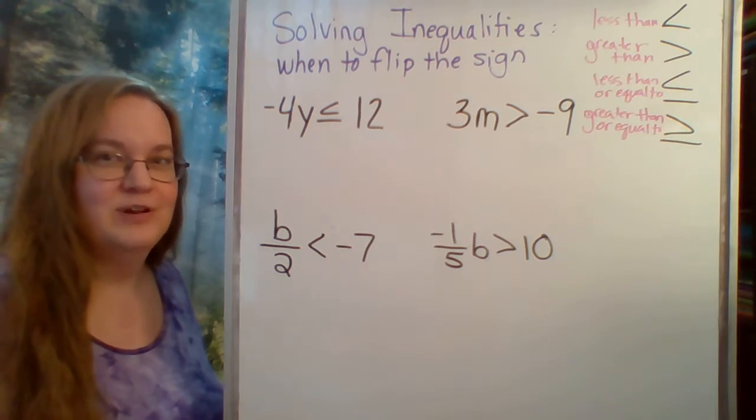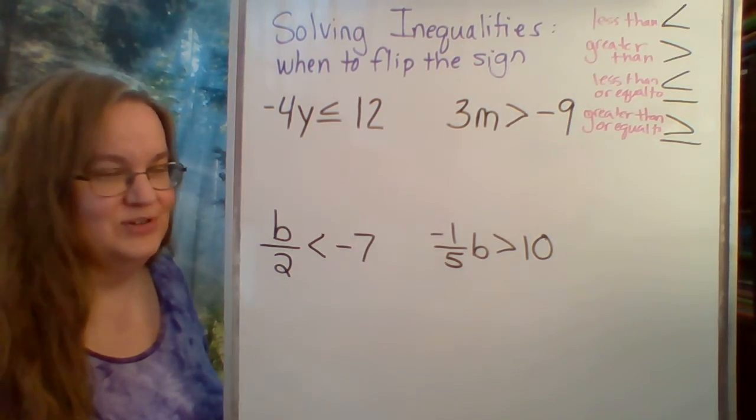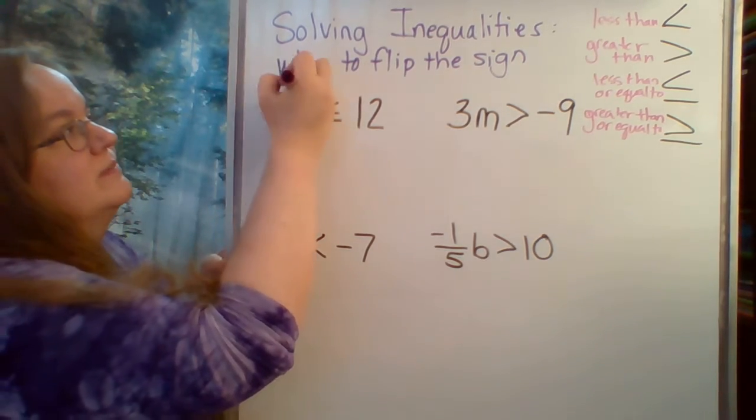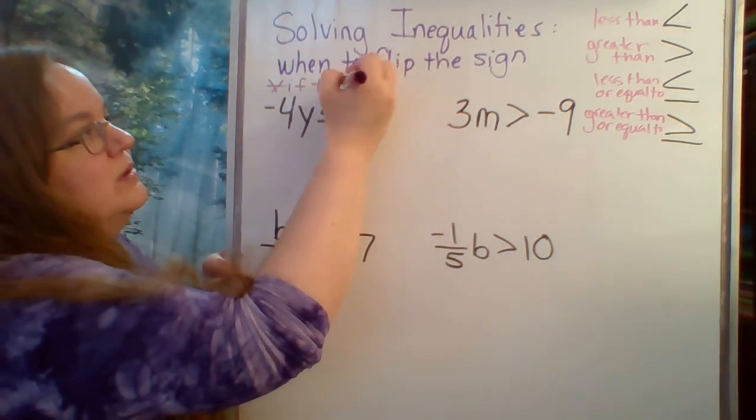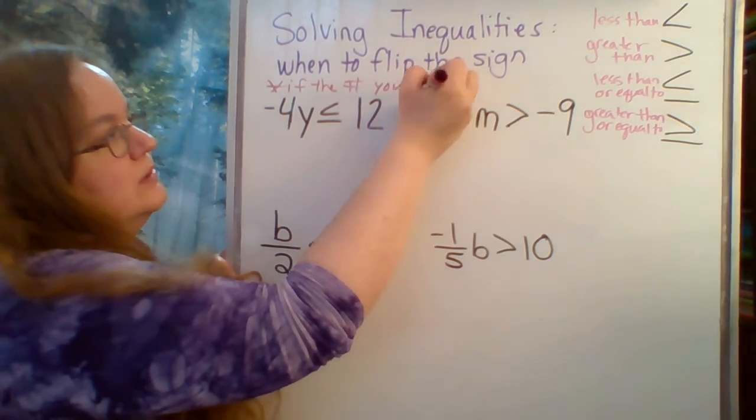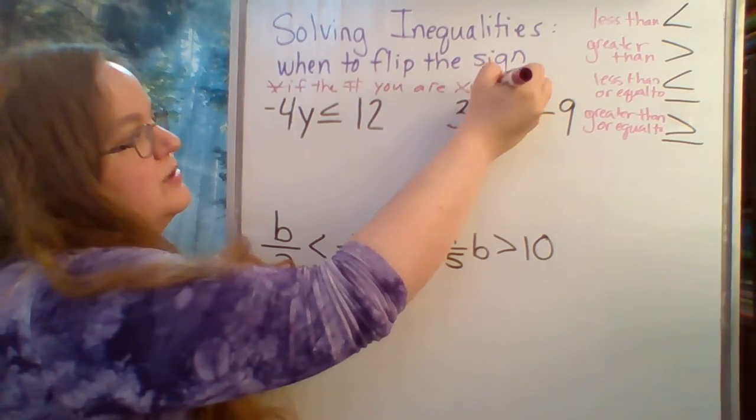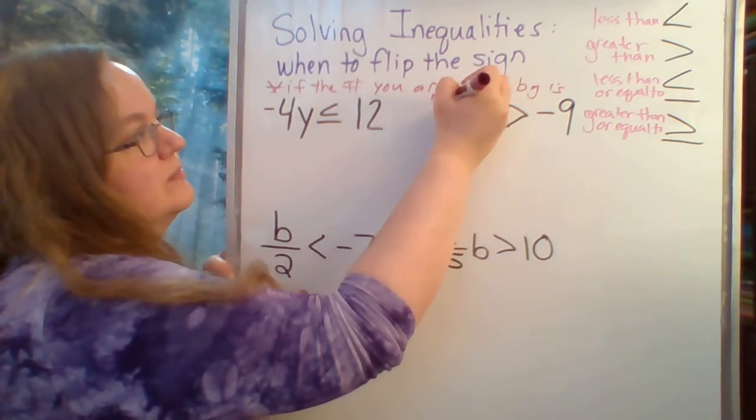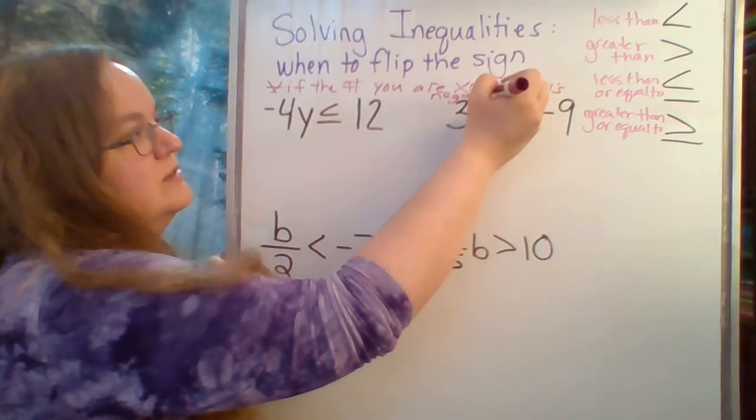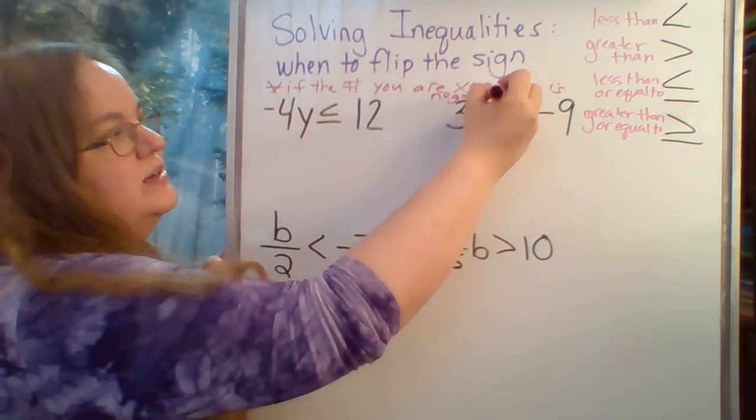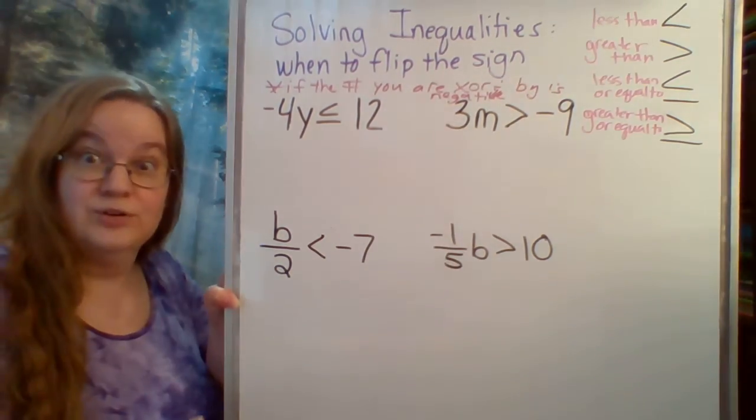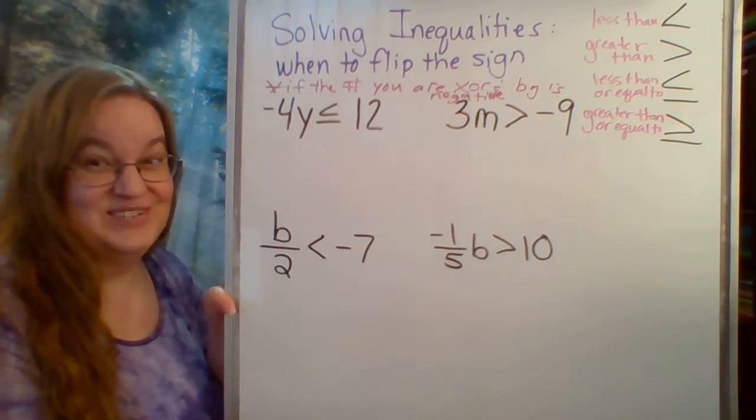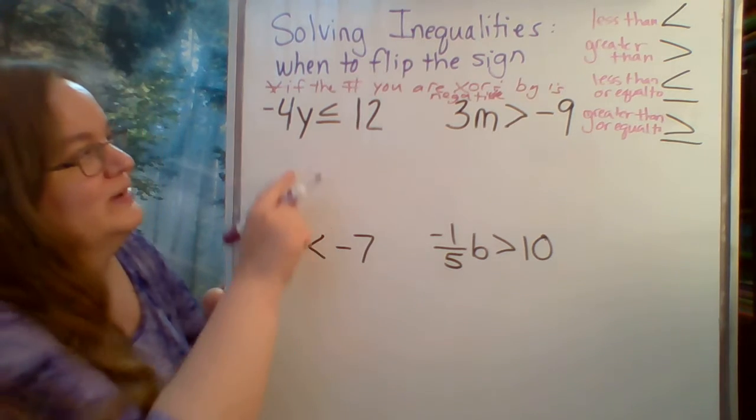You only have to worry about this when there are negative numbers involved. Specifically, if the number you are multiplying or dividing by is negative. So not the one that's getting divided, for instance, but the one that you're dividing by. There's a slight difference there. So let's look at when to flip and not flip.